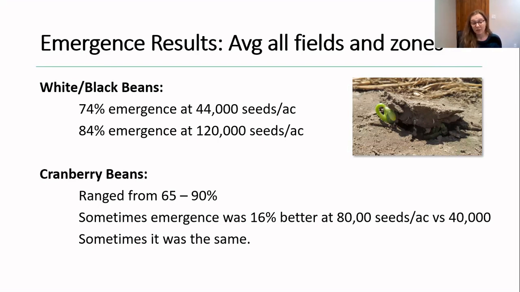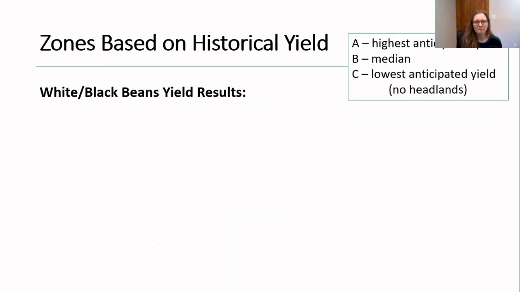Emergence ranged from actually fairly low at 65% up to 90%. Sometimes emergence was better at higher seeding rates, maybe up to 16% better. But other times it was the same for both low and high seeding rates. So not a whole lot of interesting results on the cranberry side in terms of emergence.